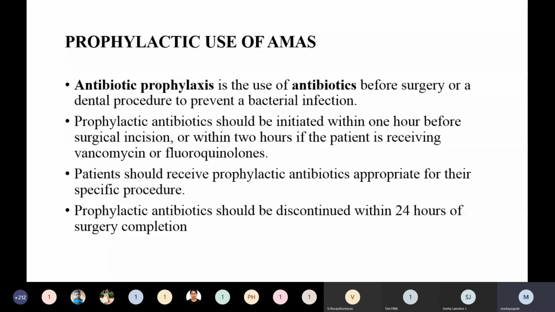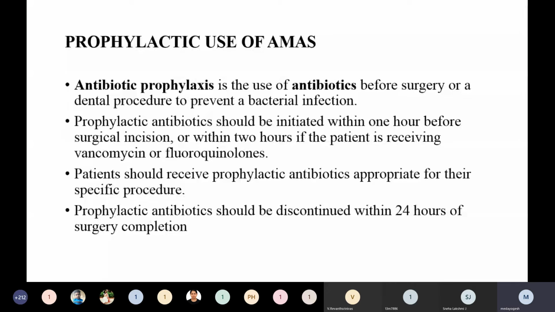Yes. So that is true. We can use antimicrobial agents prophylactically. So we will see in the next few slides about prophylactic use of AMAs. So what do you mean by this? Antibiotic prophylaxis is the use of antibiotics before surgery or a dental procedure to prevent a bacterial infection. Apart from this, there are a few medical conditions also where we use antibiotics. We will go through it in further slides.